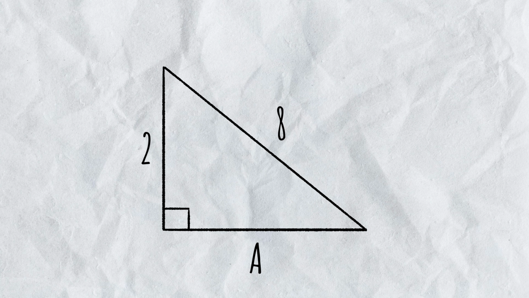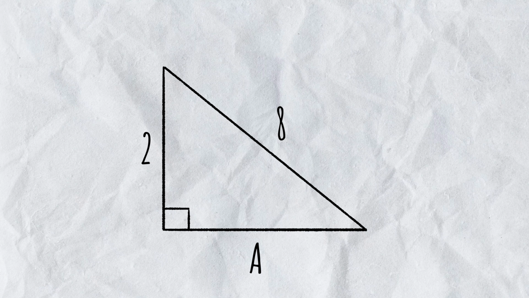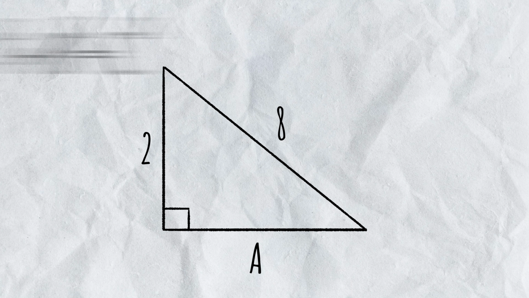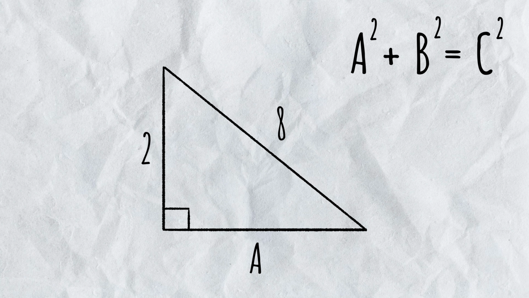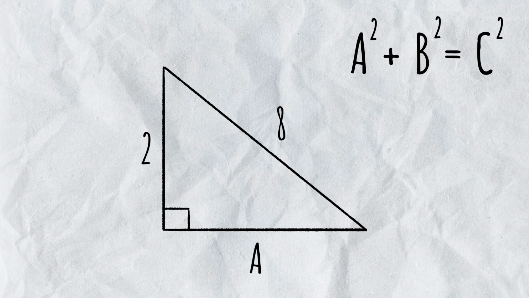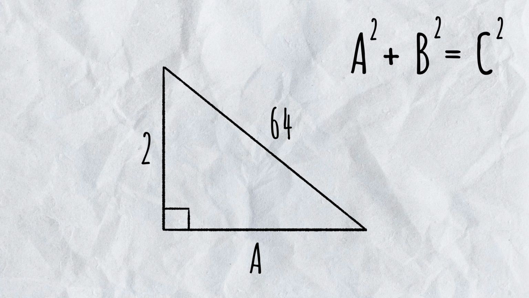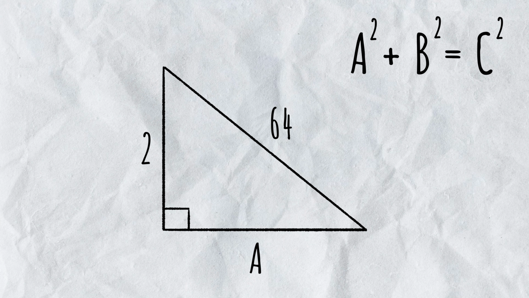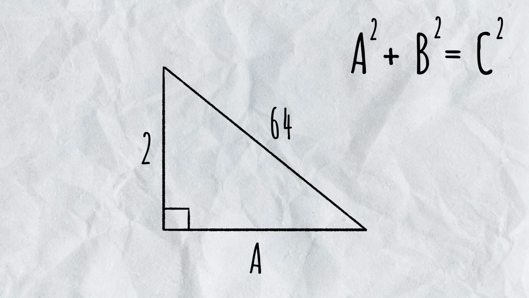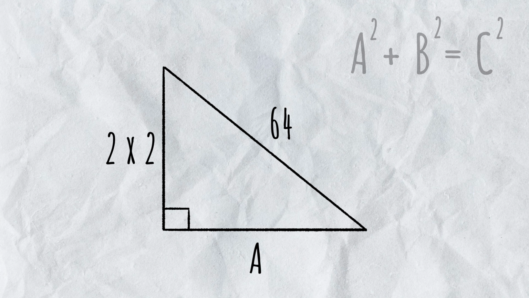So first of all, I'm going to focus on side C, which is 8 centimetres, and since this says c squared, we simply just square the number like we did previously, so it's 8 times 8, which equals 64. So next, I'm going to look at the b squared part of the formula, and this is 2, so we just need to simply do 2 times 2, or 2 squared, and that gets us 4.